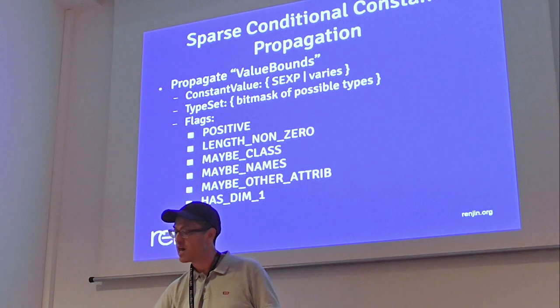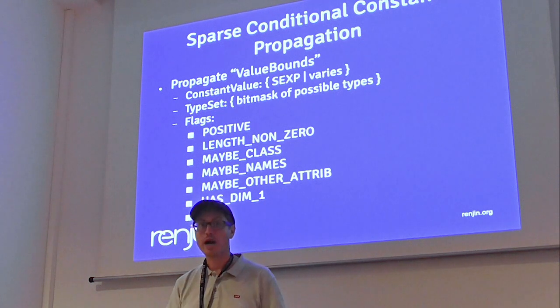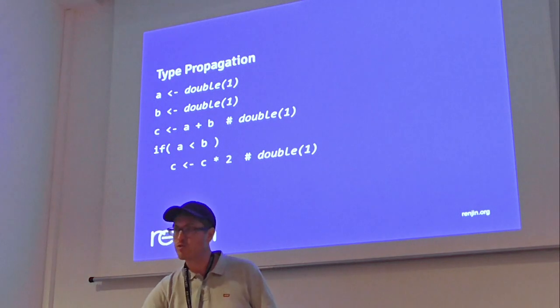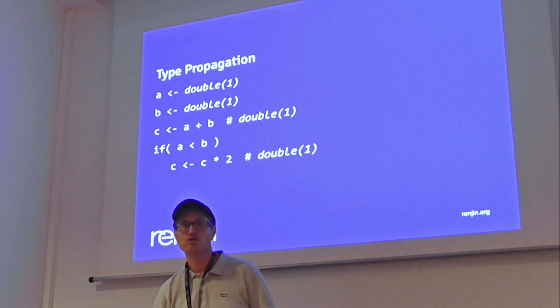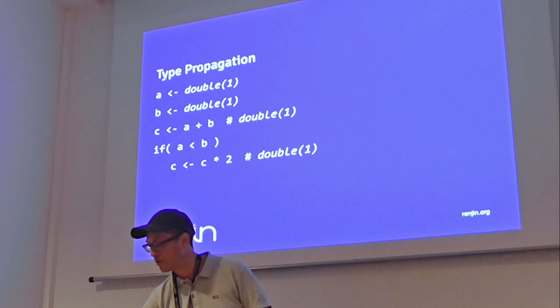Do we know that it has a non-zero length? Do we want to know that it might have a class, right? Because if it might have a class, then we know that we have to be careful. There are all these properties that we can track, and using the rules that we know about the primitives, we can propagate those to all of the different values in expressions within the compiled code.